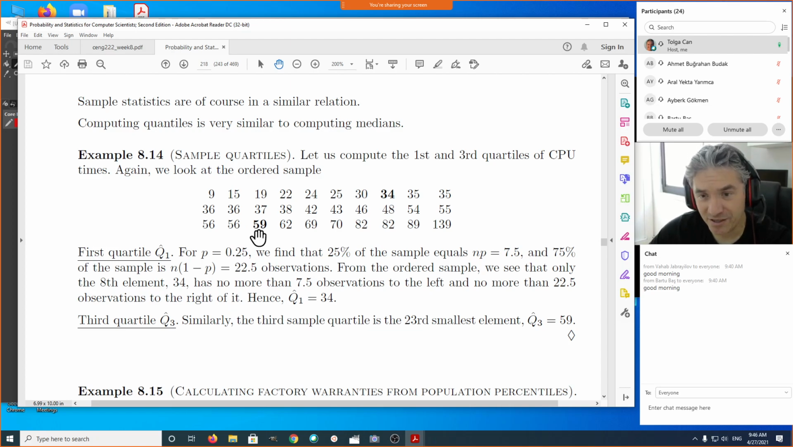So what is the interquartile range? The interquartile range will be the difference between these two, which is 25. So 25 will be our interquartile range for this example. And we learned some rule to detect outliers.